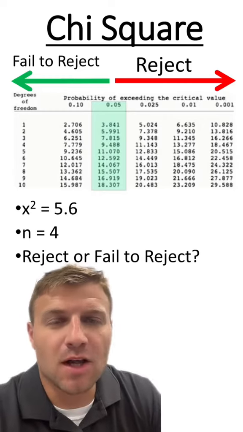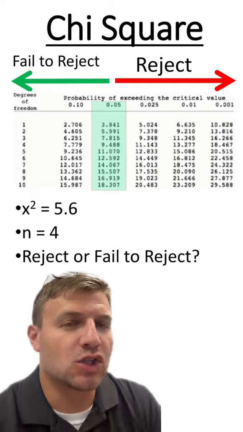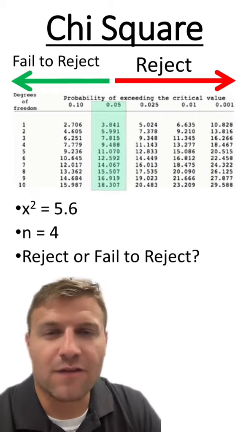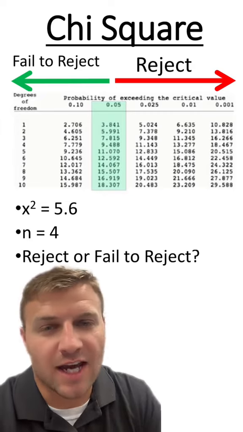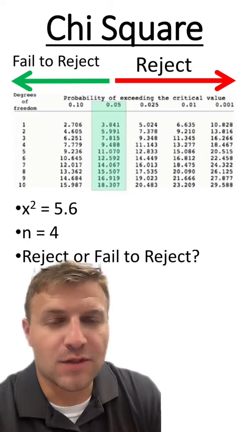Let's do some practice problems using the chi-square equation, specifically whether we fail to reject or reject a null hypothesis. All right, for this first example, we're going to use a chi-square of 5.6. And the number of outcomes in this example is going to be n.